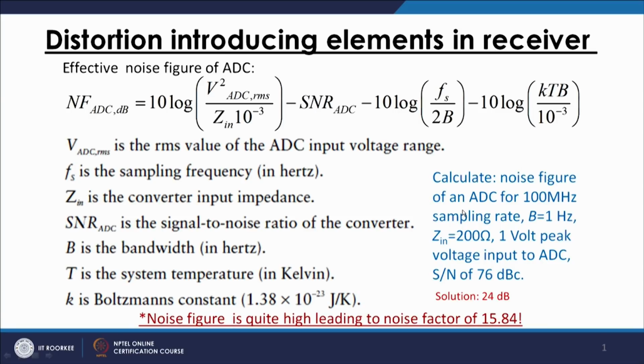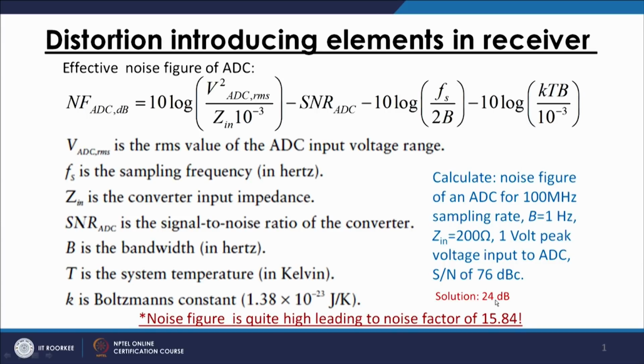to the participants that the sampling rate is 100 megahertz, the bandwidth considered is 1 hertz, input impedance is 200 ohm, and applied input voltage is 1 volt peak. It is to be noted it is not peak to peak, it is peak, and the signal to noise ratio of the system is given as 76 dBc. Now, if we put these values in this equation, we will get our solution as 24 dB.